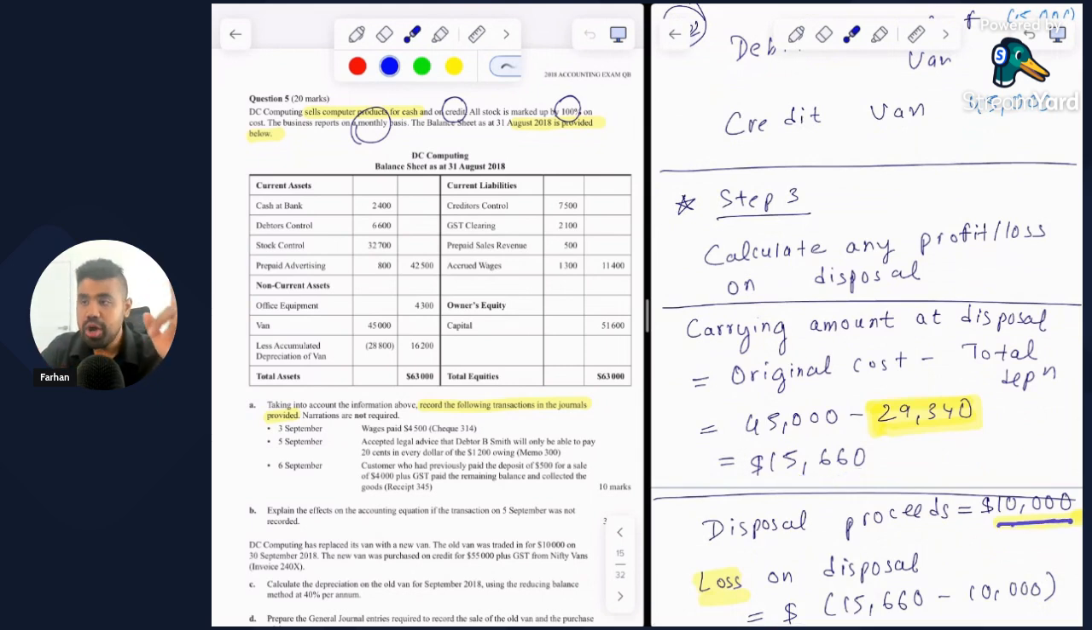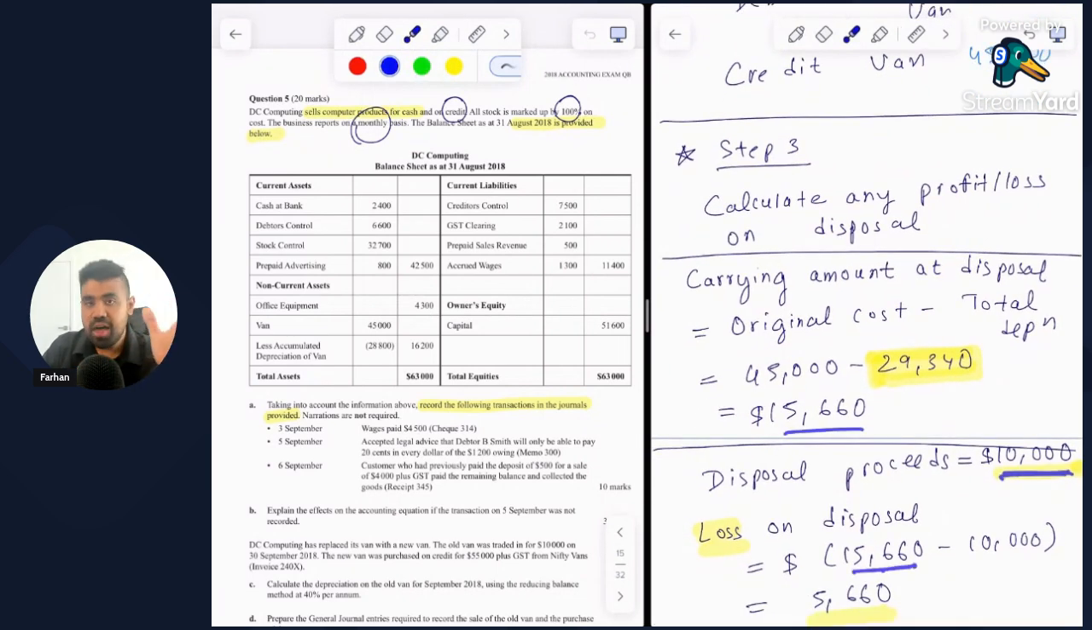Now, the disposal proceeds for this old van was $10,000. How do we know? The question clearly mentions that the old van was traded in for $10,000 on 30 September 2018, right? So this is the disposal proceeds. What we can understand is that the economic benefits, or the carrying amount remaining within the old van, was $15,660, but we ended up selling it for less, which is $10,000. So we have made a loss, right? That loss on disposal is the difference between $15,660 minus $10,000, and $5,660 is the loss on disposal.